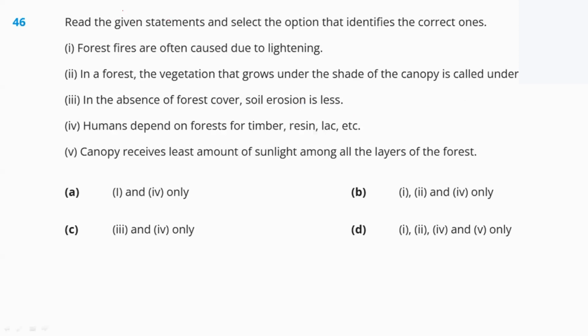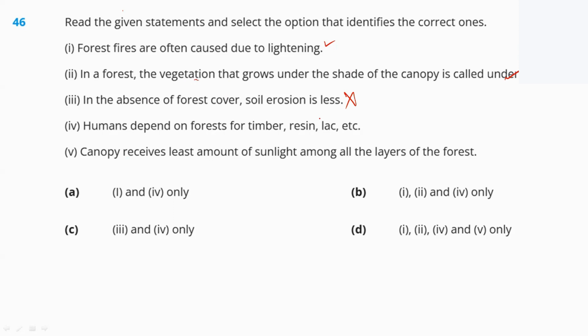Next, read the given statements and select the option that identifies the correct ones. Forest fires are often caused due to lightning. This is correct. Okay. Next is in a forest, the vegetation that grows under the shade of the canopy is called understory. This is also correct. In the absence of forest cover, soil erosion is less. Okay, this is incorrect. Soil erosion will be more. So this is incorrect.